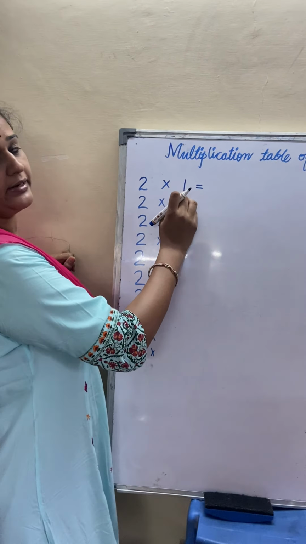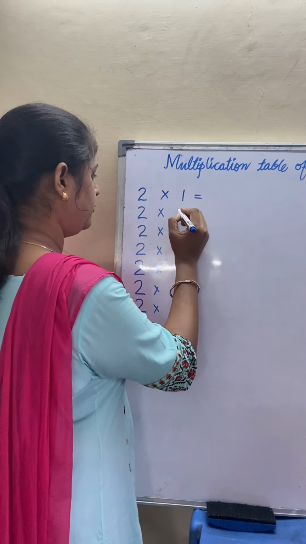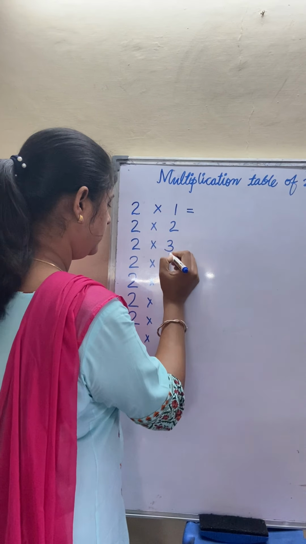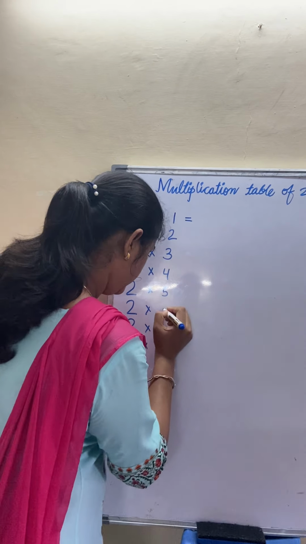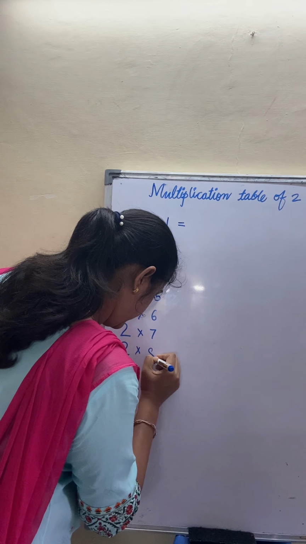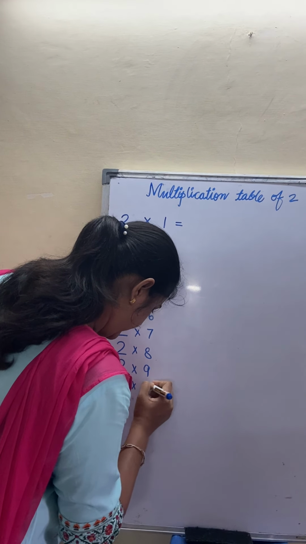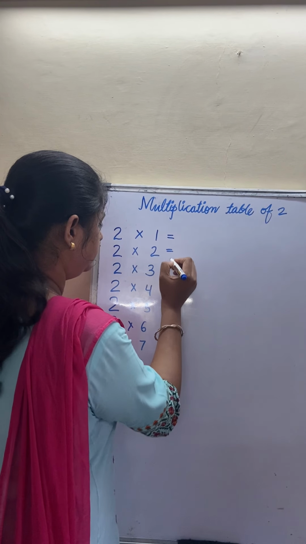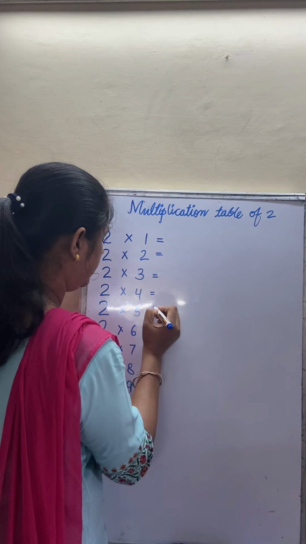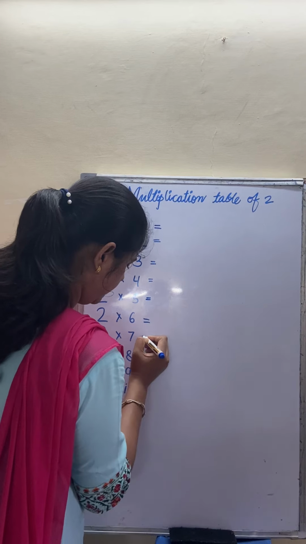Here we are going to write counting 1 to 10, which you all know. 1, 2, 3, 4, 5, 6, 7, 8, 9 and 10. And the equal to sign, which we learned about in our previous class very well.